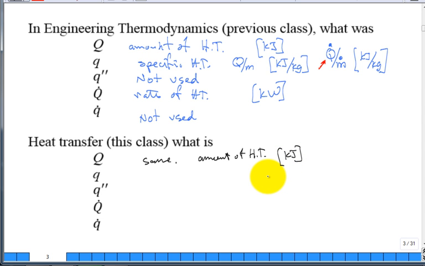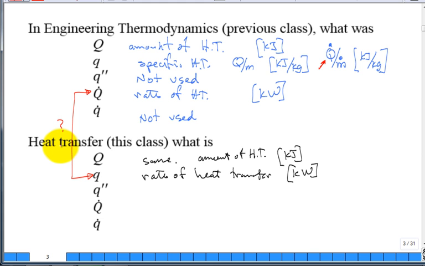What's lowercase q? Rate of heat transfer. What would units be on lowercase q? Kilowatts or watts? That's right. Why didn't they stick with the dot? Well, different textbooks use different notation. I guess the author didn't want to keep putting a dot on it because the whole class basically is about the rate of heat transfer.